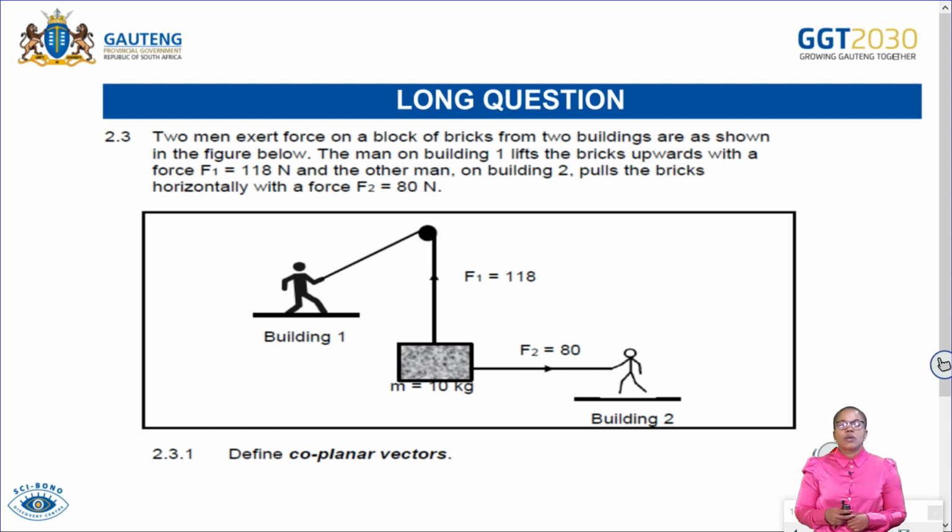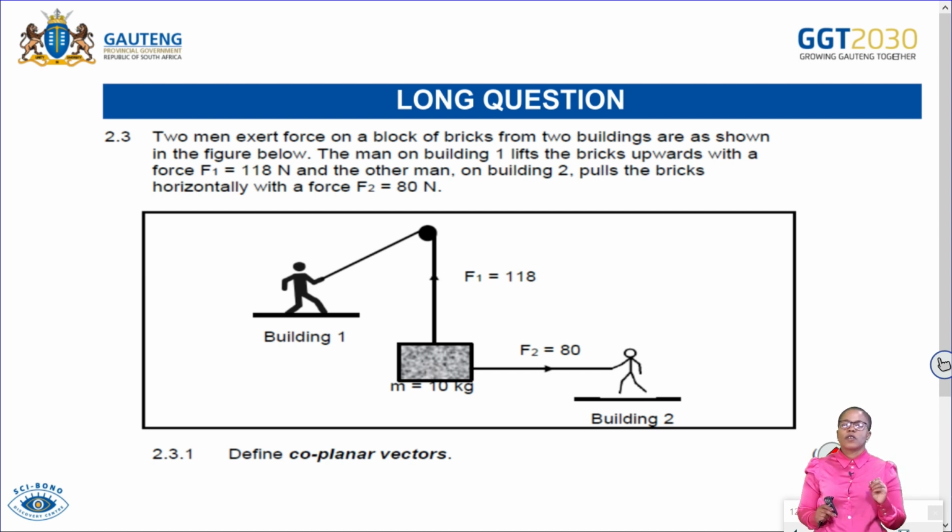Okay, so first question, before you even get into the question, this is a very nice diagrammatic representation to show you whether the vectors that they are talking about are coplanar or collinear. So you look at your vectors: here's man number 1 and man number 2, and their forces that are exerted onto the block.